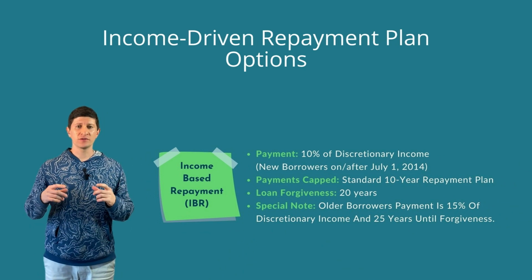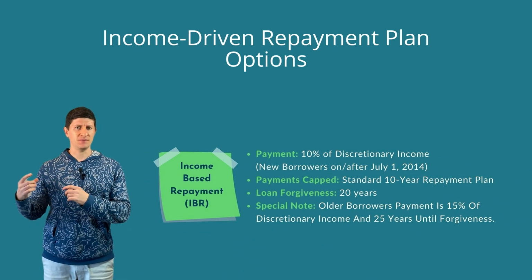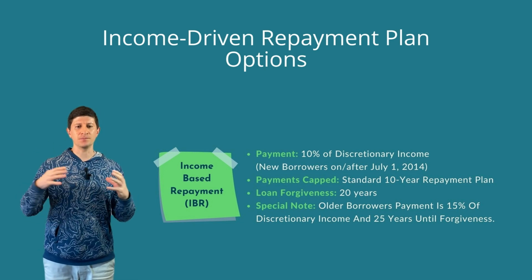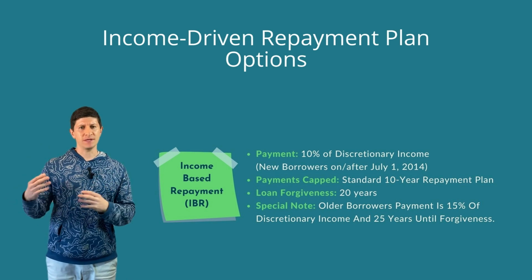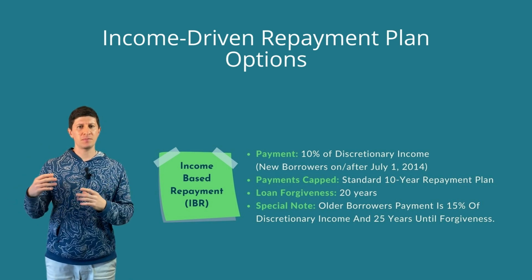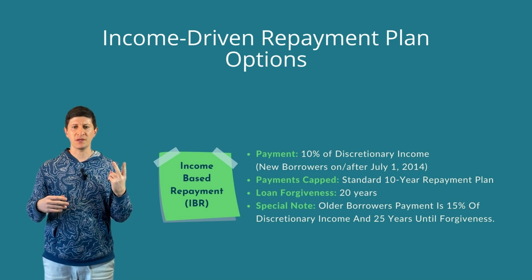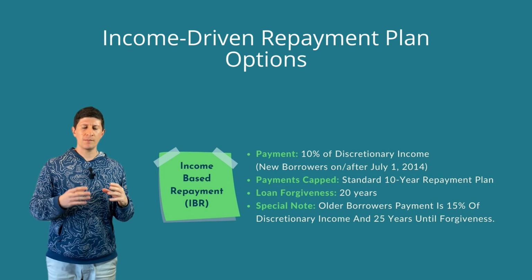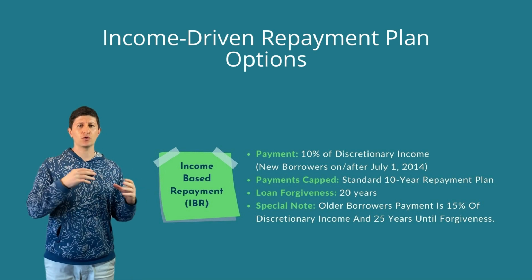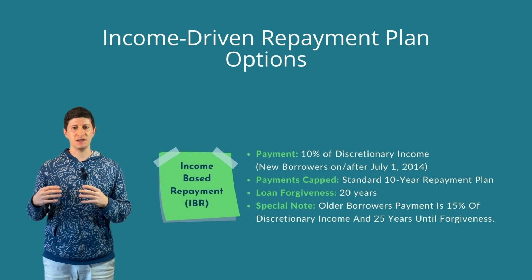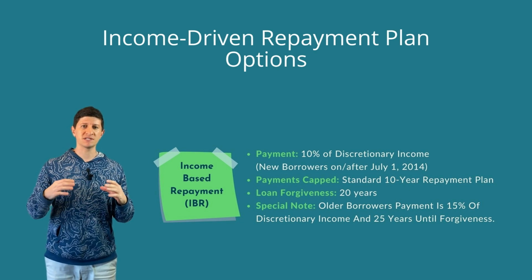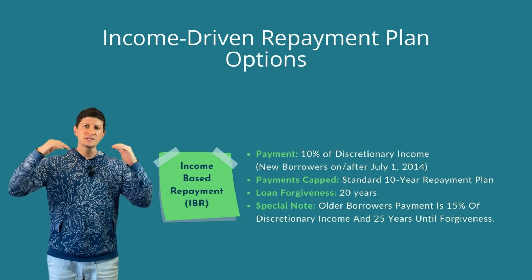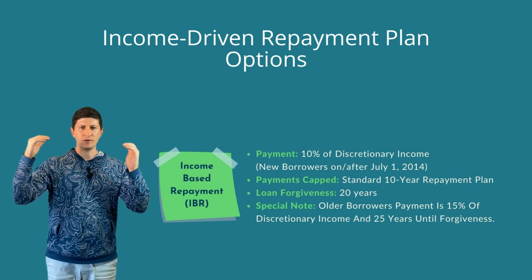We are now going to talk through the different income-driven repayment plans. The first income-driven repayment plan is called income-based repayment, or IBR. This is the least popular repayment plan, and it's actually broken up into 2 different plans. We are just going to focus on the plan for newer borrowers. So if you are a new borrower on or after July 1st, 2014, your payment is made up of 10% of your discretionary income. Your payment is also capped at the 10-year standard repayment plan.